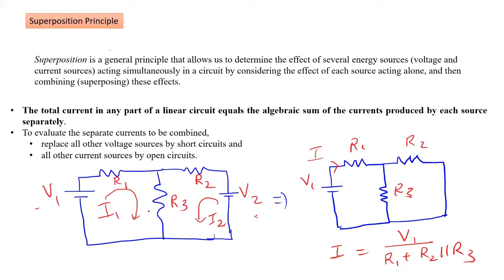So what does this principle say? To obtain the current, we have to short one of the voltage sources, then calculate the current due to V1, and when you try to find the current due to V2, you short V1 and calculate the current through R3 due to V2. Okay, so we will see some examples.